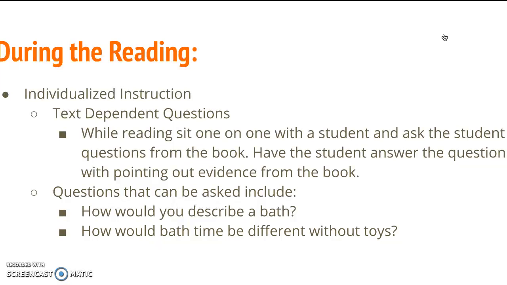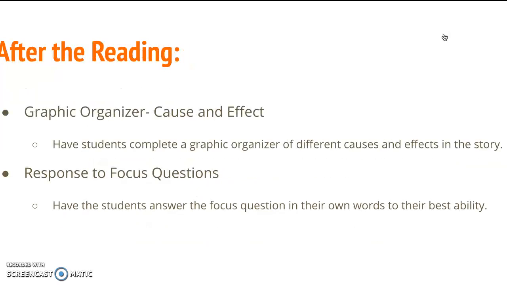During the reading, you can use individualized instruction with text-dependent questions. While reading, sit one-on-one with a student and ask the student questions from the book. Have the student answer the questions by pointing out evidence from the book. Questions from the book that can be used include, how would you describe a bath? How would bath time be different without toys? And many more. Throughout this lesson, you can use individualized instruction just by sitting one-on-one with a student and doing it individually with them.